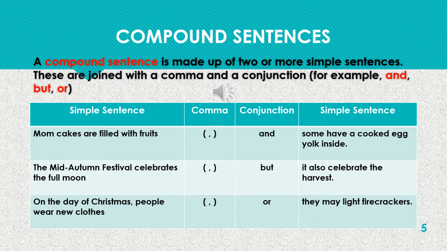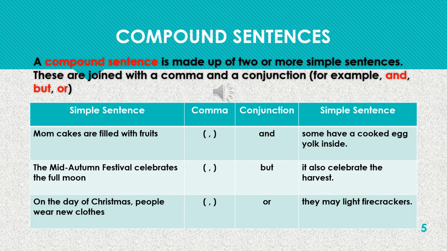On the day of Christmas, people wear new clothes, comma, or they may light firecrackers. Here you have 2 simple sentences, a comma, and a conjunction. And when you put all of this together, you are going to have a compound sentence. You always are going to have a comma. You always are going to have a conjunction.